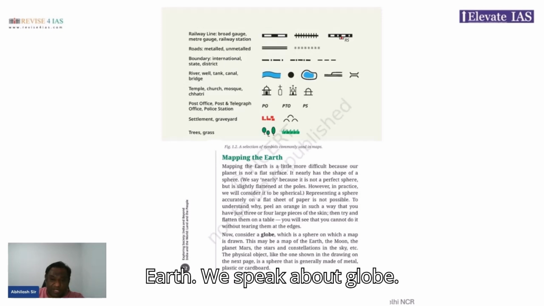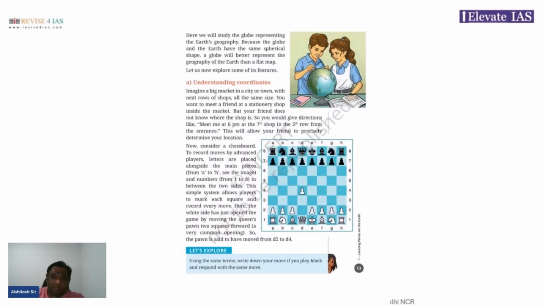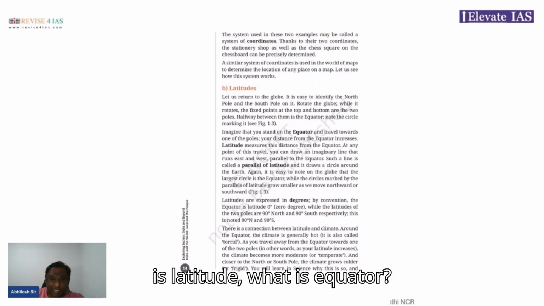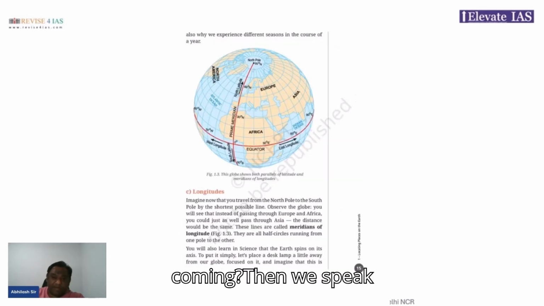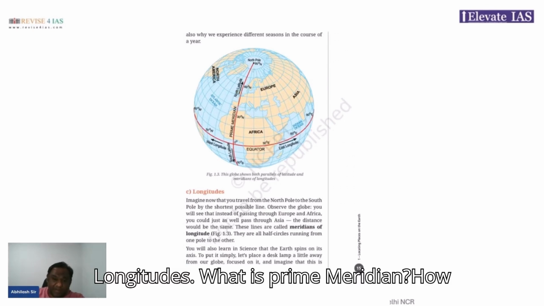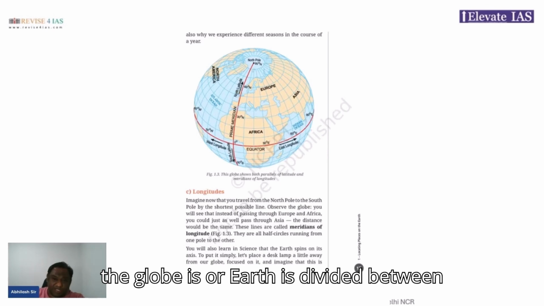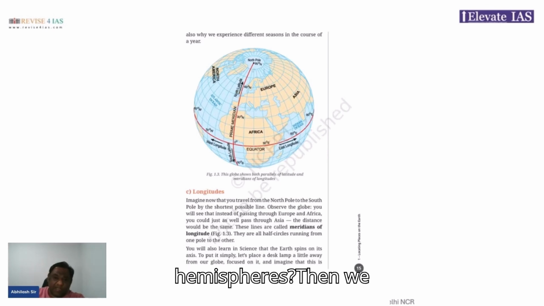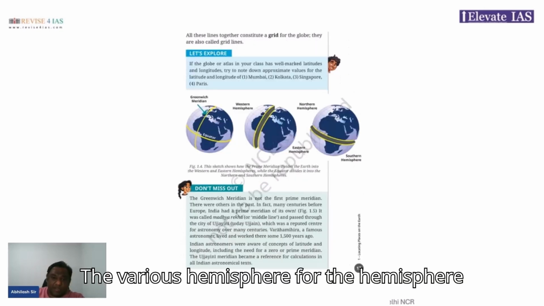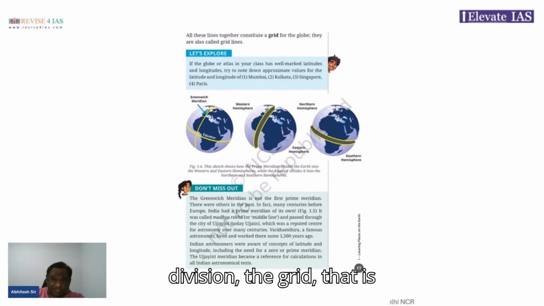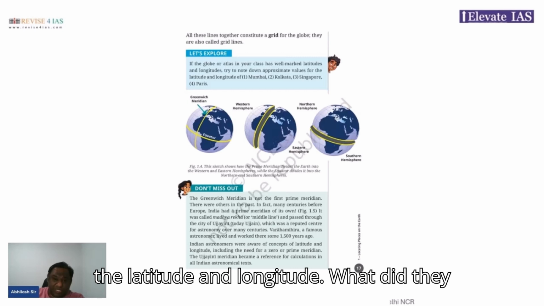Then, mapping on the earth, we speak about the globe. We understand coordinates: what is latitude, what is the equator, what are degrees, how the degrees come. Then we speak about longitudes, what is the prime meridian, how the globe or Earth is divided into hemispheres. Then we speak about the four hemisphere division, and the grid, that is, the latitude and longitude, what grid they make.